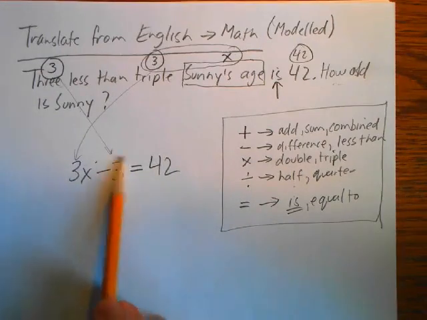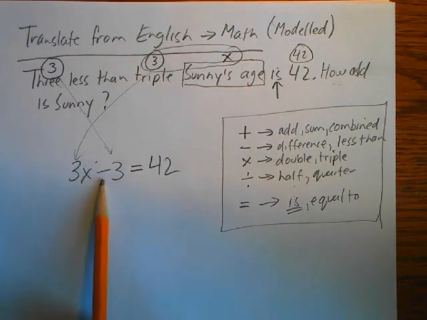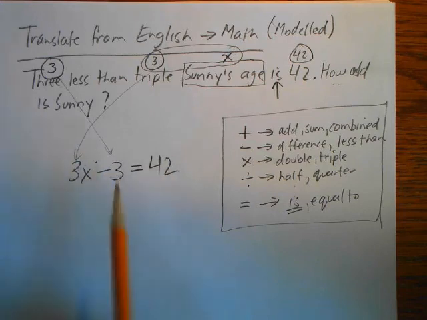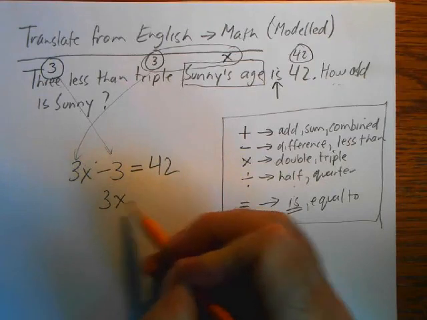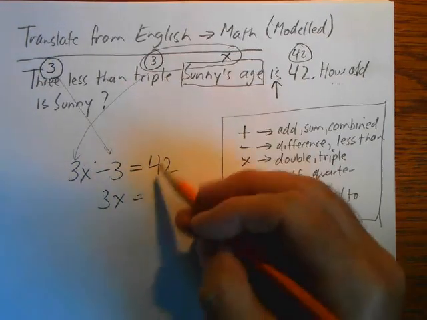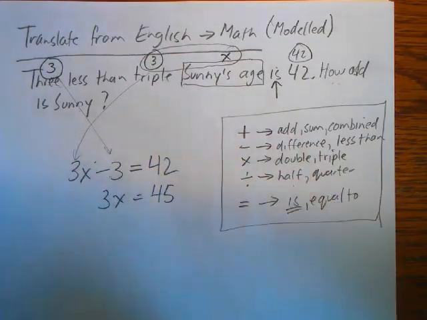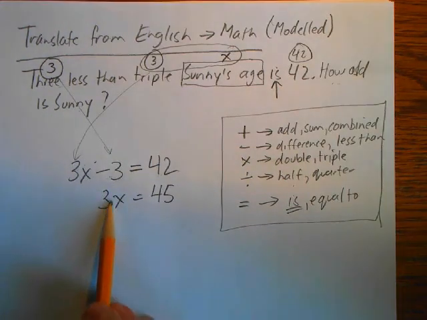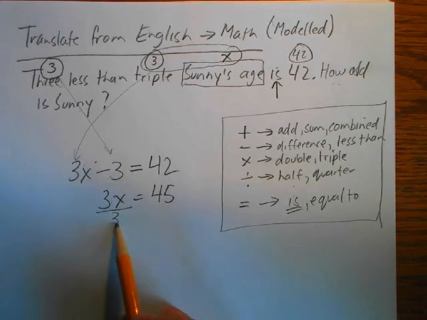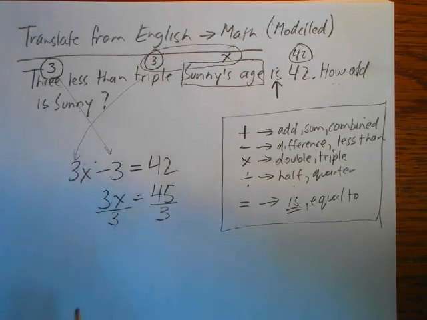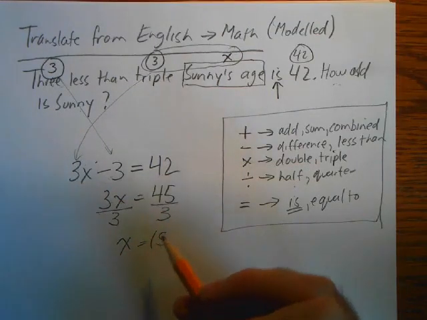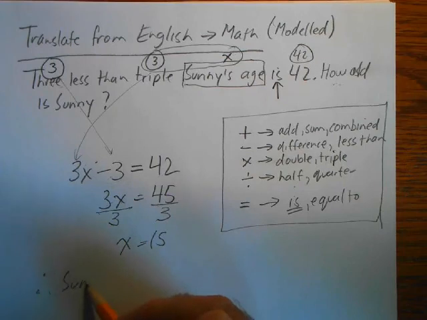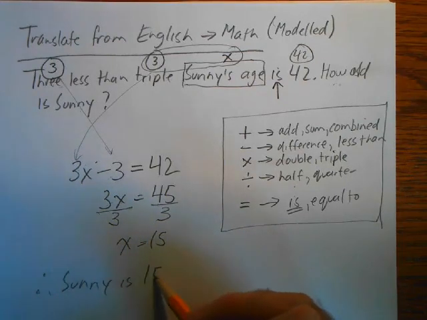Okay, so the first thing we're going to do is get rid of the 3, we don't want that there, so we're going to add 3 to both sides. When we add 3 to this side, it cancels out that subtraction. When we add 3 to this side, we get 45. And now, just like before, we know what 3x is, we only want 1x, so we divide by the number that's out in front, the coefficient. And that means we get x equals 15, so therefore Sunny is 15 years old.